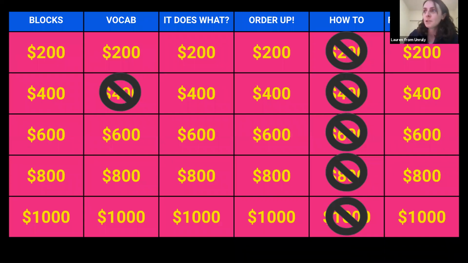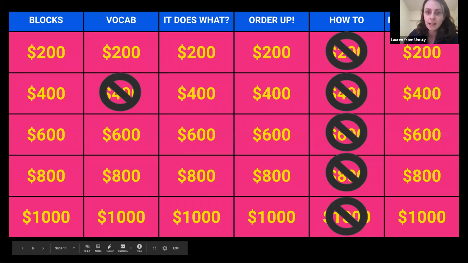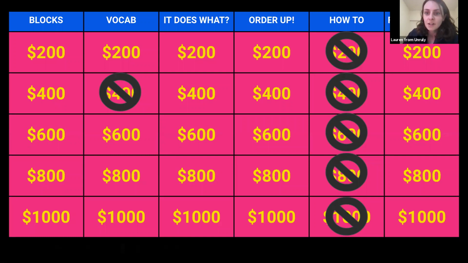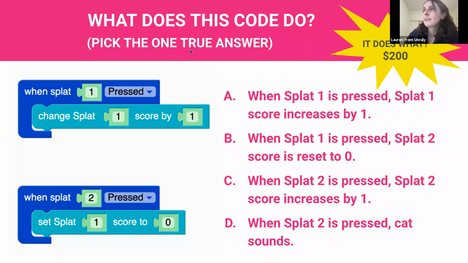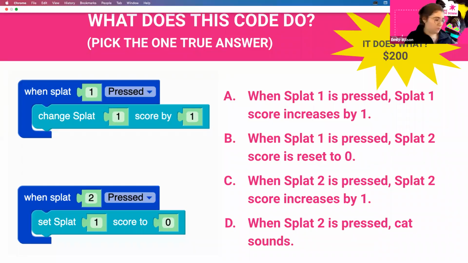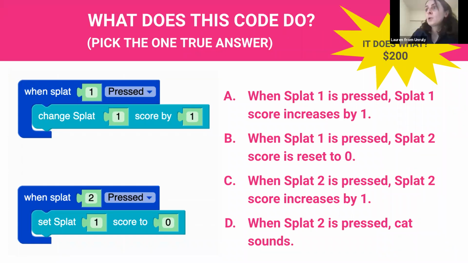So we've done vocab for 200, and I see a couple more raised hands. So let me just go back here to Angela. What's your pick? How about it does what for 200? All right, good pick. All right. So what does this code do? Pick the one true answer.